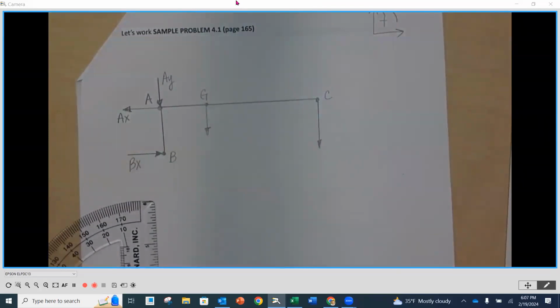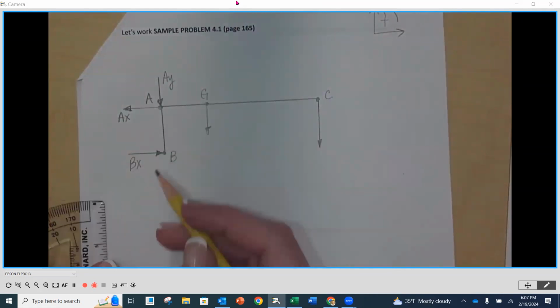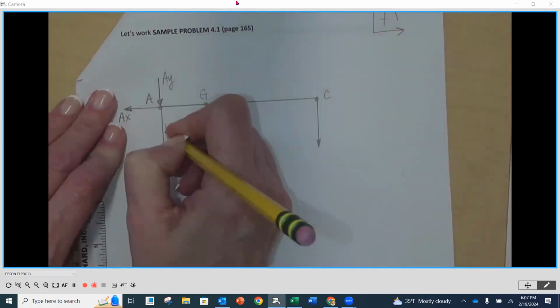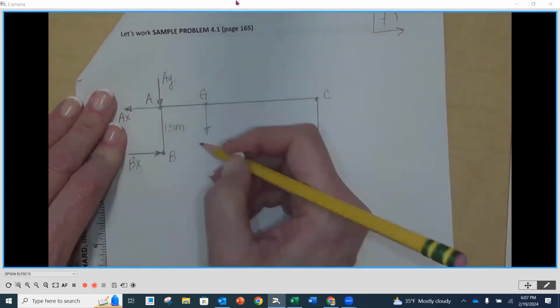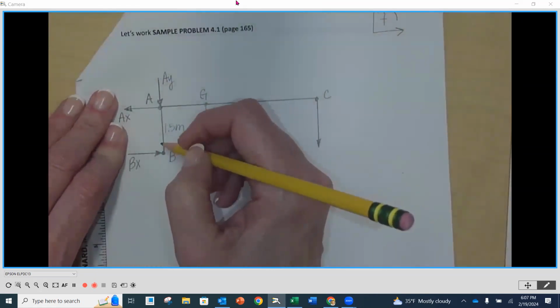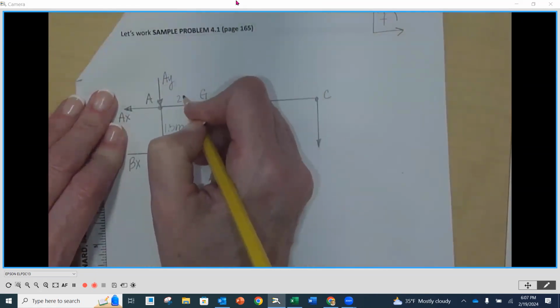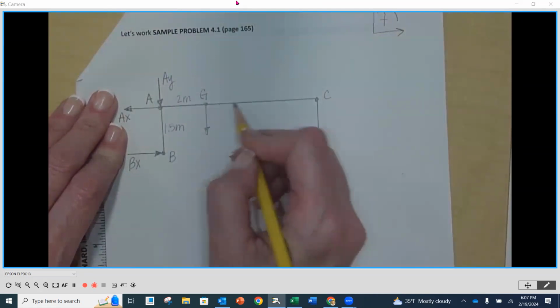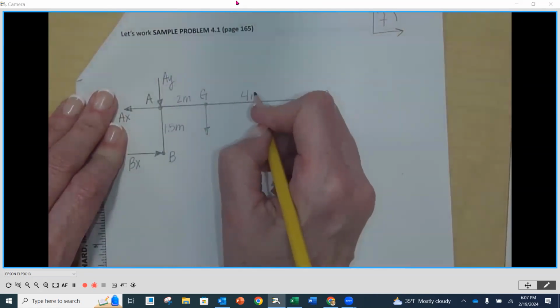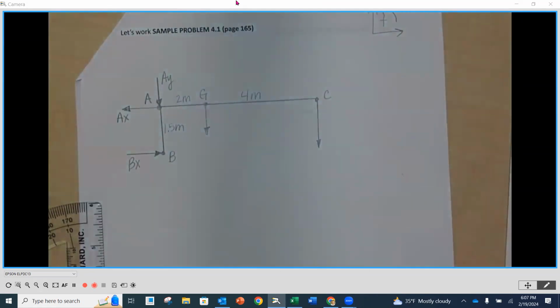All right, what do I need yet on my diagram? I need dimensions and I need magnitudes of forces. So let's put our dimensions in first. I know this to be 1.5 meters, the distance between A and B. I know the distance between A and G to be 2 meters, and the distance between G and C to be 4 meters.